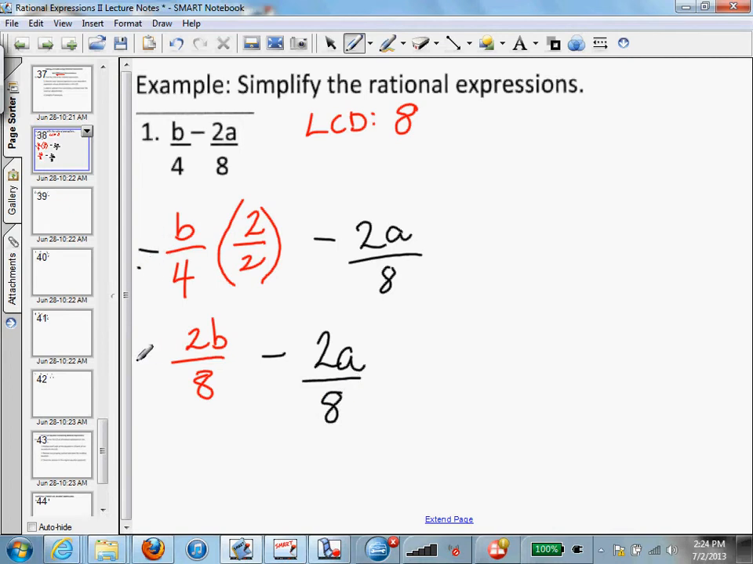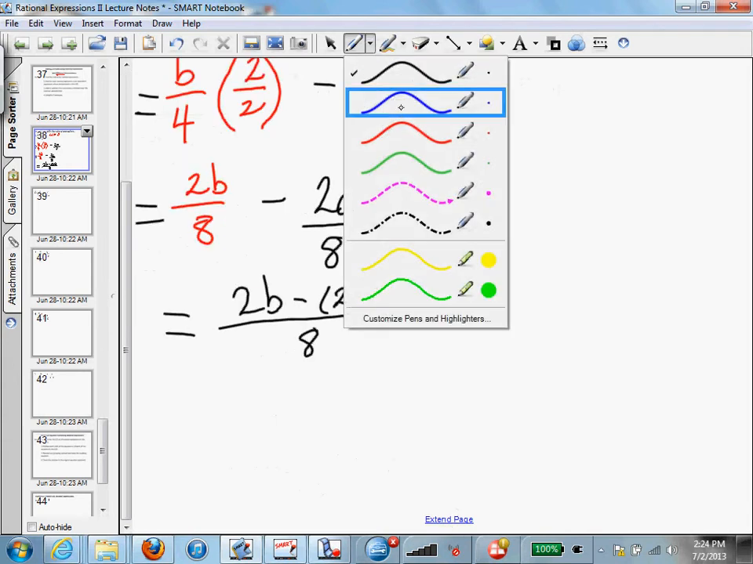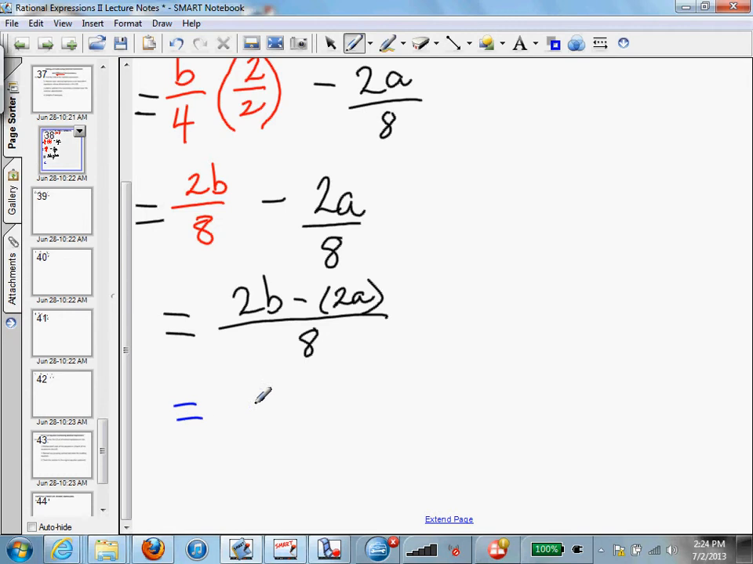And if you were to simplify, you would have 2b minus the quantity of 2a over our least common denominator of 8. And you could just simply take away the parentheses, leaving you with 2b minus 2a over 8.